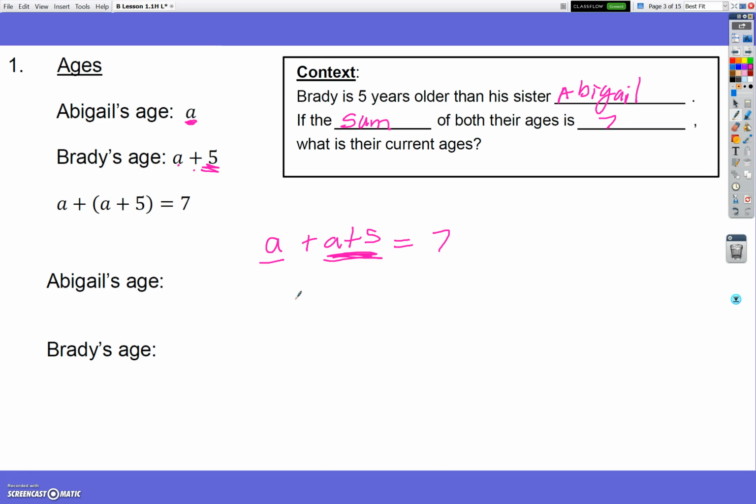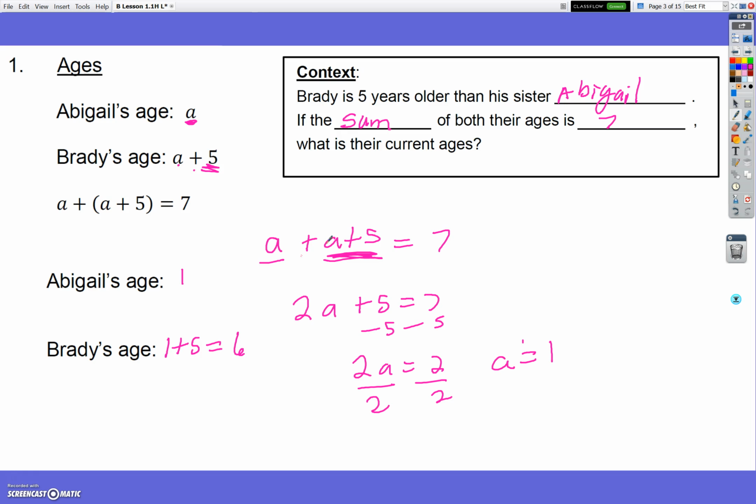Same thing here now. I can combine like terms to get 2a plus 5 equals 7. Subtract 5 on both sides to get 2a equals 2, which means if I divide both sides by 2, it'll give me Abigail's age equals 1. Now if Brady is 5 years older than Abigail, that means Brady is 1 plus 5, which is 6 years old. That's Brady's age.